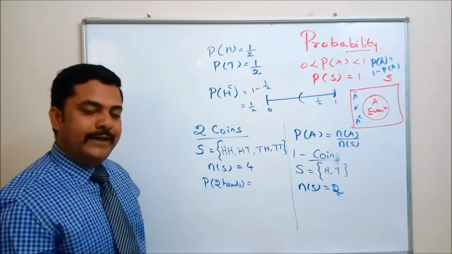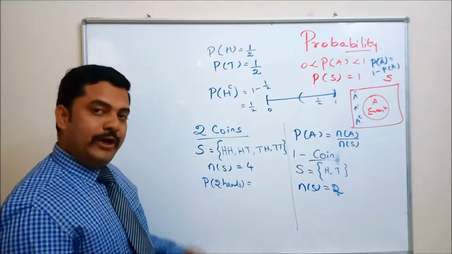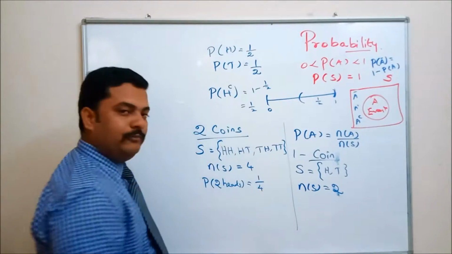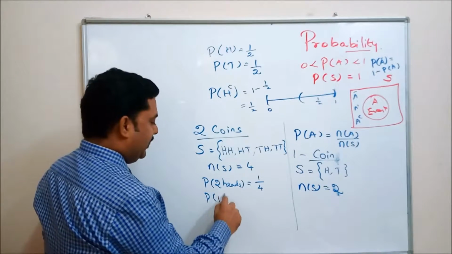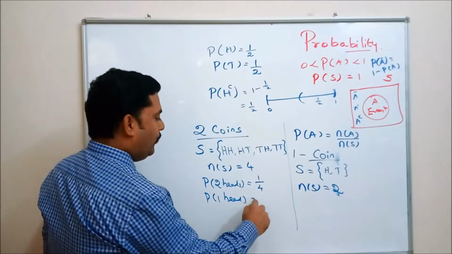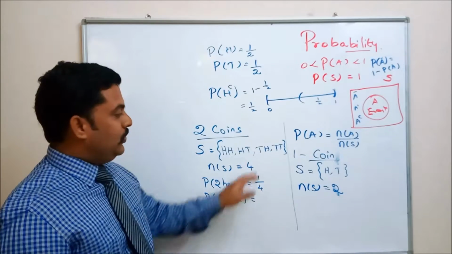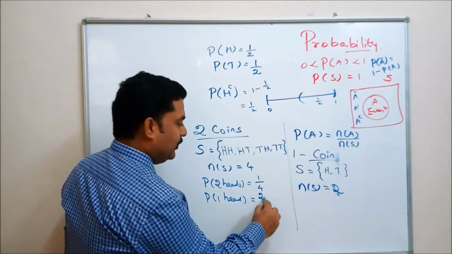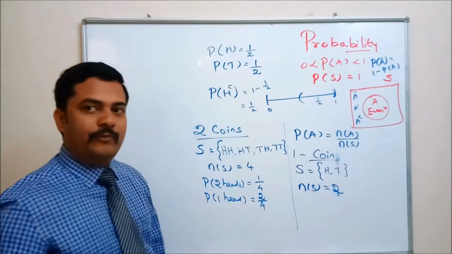What is the probability of getting 2 heads? How many 2 heads are there? 1. So it is 1 divided by 4. Probability of getting 1 head. How many 1 head are there? Here it is 1 head, here it is 1 head. So totally 2. So it is 2 divided by 4.